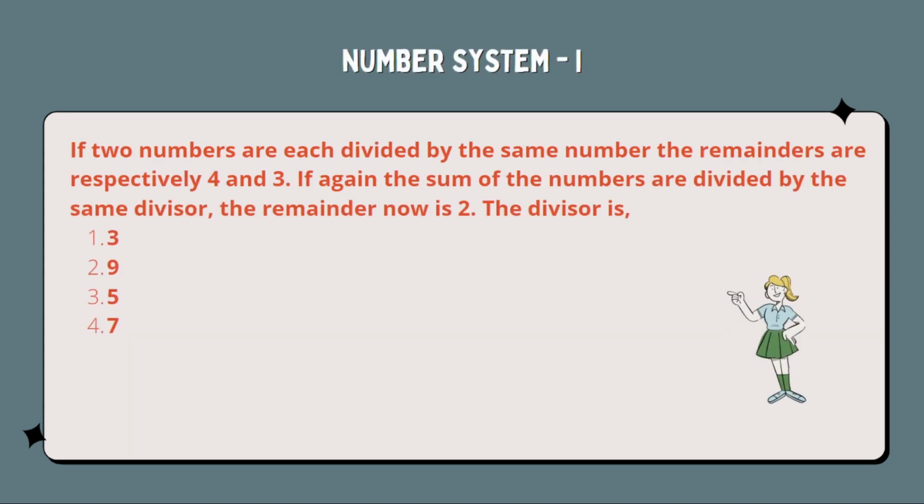Next question is, if two numbers are each divided by the same number, the remainders are respectively 3 and 4. If again the sum of the numbers is divided by the same divisor, the remainder now is 2. The divisor is? Options are 3, 9, 5 and 7. 3 cannot be the option because 3 will never give you the remainder 4. Plus also we have remainders 4 and 3.